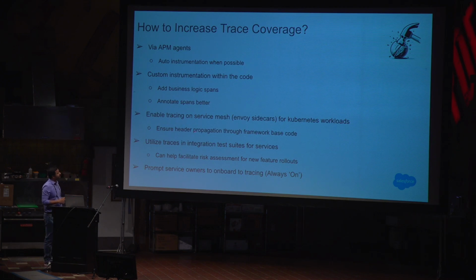Other than that, we have also enabled tracing on the service mesh by default, allowed that header, and made sure the header propagation always works through our base framework code. We have increased coverage by utilizing traces in integration test suites. Often this has helped with risk assessment for new feature rollouts. So as features roll out, we look at how healthy the trace looks, and based on that we can decide whether we want to roll back that particular deployment or not. And we prompt service owners generally to onboard to tracing, but what we often found is that it's best to just keep tracing on by default, unless they explicitly choose not to for whatever reasons, right?